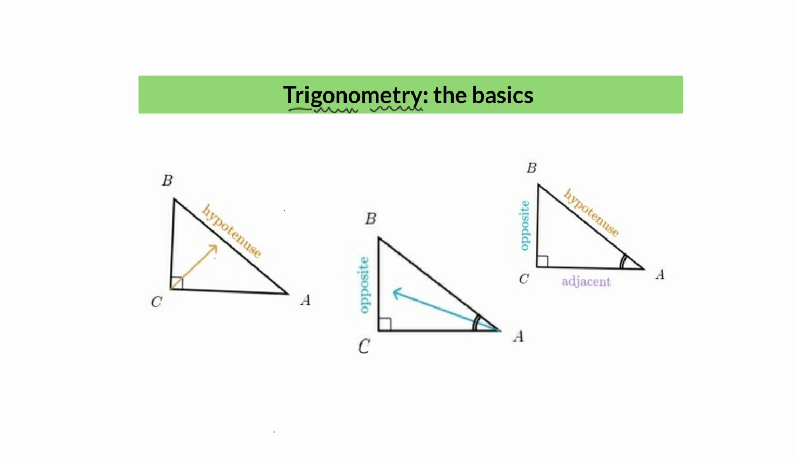Just remember that if you were working from angle B, then the opposite side in this middle triangle would have been CA, and the adjacent side would have been CB. I'm going to say that again. If you're standing at A, the opposite side is BC. If you're standing at B, then the opposite side is AC. And if the opposite side changes, the adjacent side also changes.